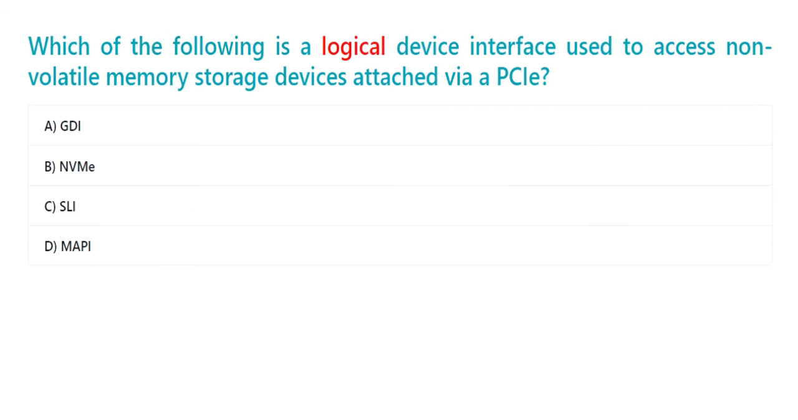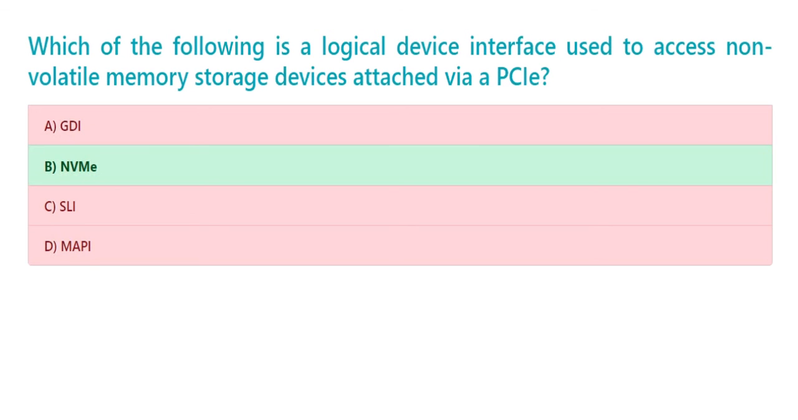Which of the following is a logical device interface used to access non-volatile memory storage devices attached via a PCIe? A. GDI. B. NVMe. C. SLI. D. Mapping. The correct answer is B. NVMe.